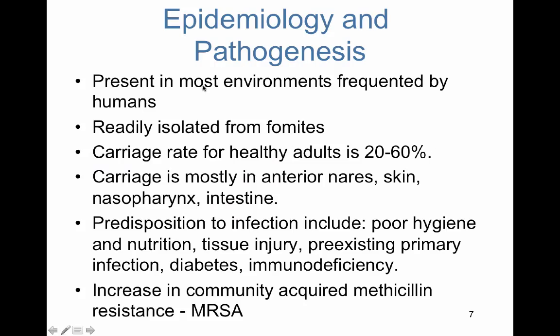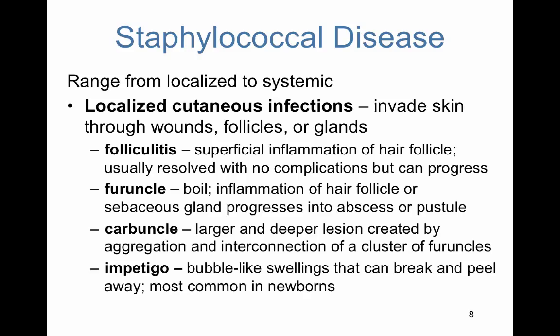Now, most of these strains here, again, are found in the nose, skin, or the intestines, and the carriage rate is actually anywhere from 20 to 60%. It can be readily isolated from fomites or inanimate objects frequently, and the predisposition to infection includes everything from poor hygiene and nutrition, tissue injury, pre-existing primary infection, diabetes patients, and also immunodeficiency. And as I mentioned before, there is an increase in antibiotic resistance.